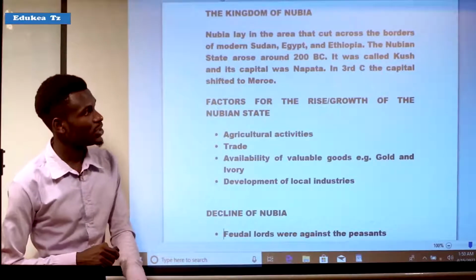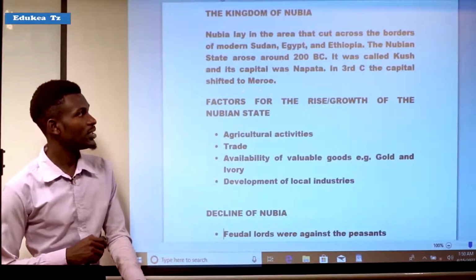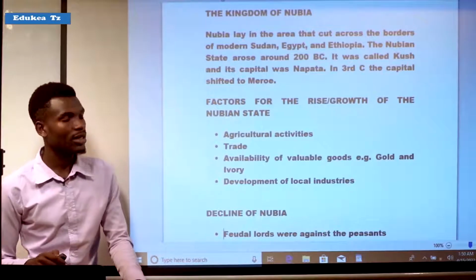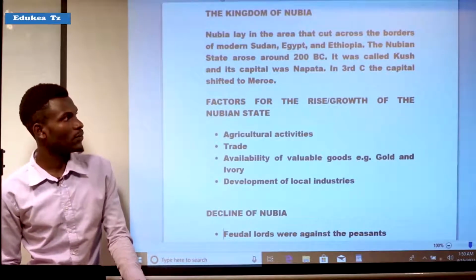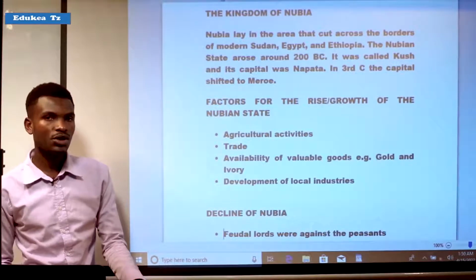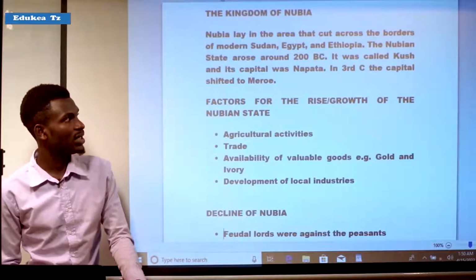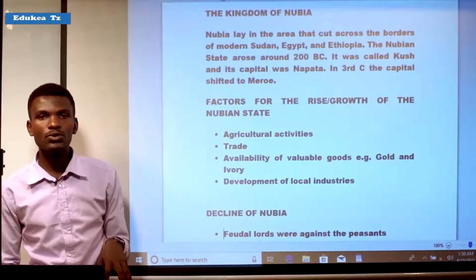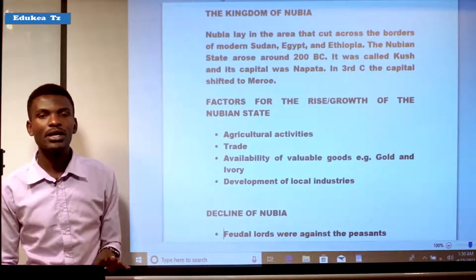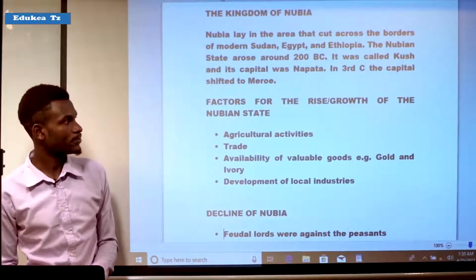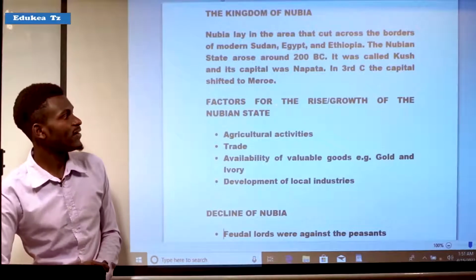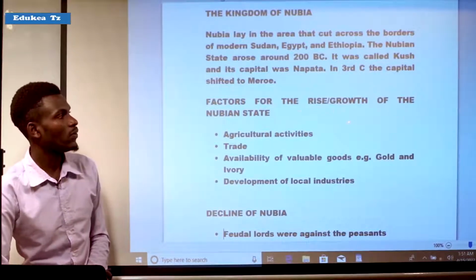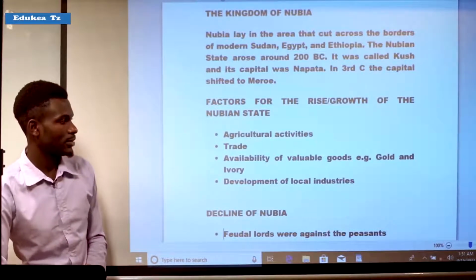In the 3rd century, the capital shifted to Meroe. It means that the capital city of the Nubian Empire or Kingdom was shifted from Napata to Meroe, and that Meroe was a place where iron smelting was taking place. Let us see the factors for the rise or growth of the Nubian state.